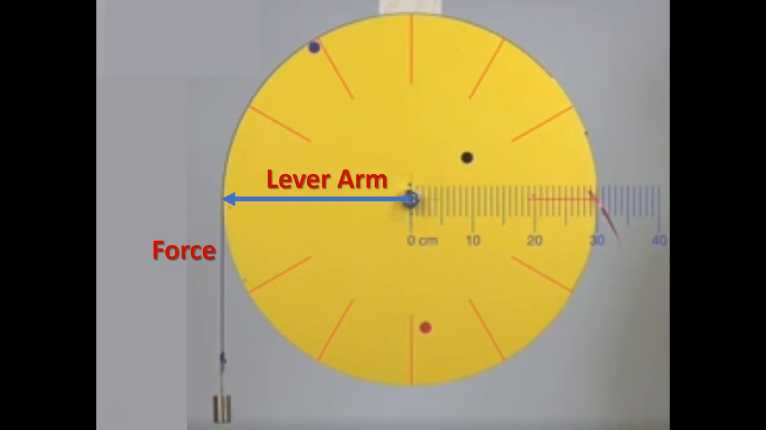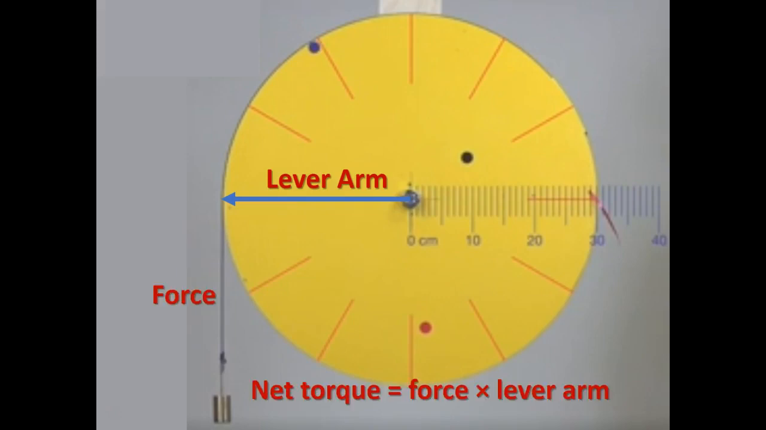You can see that the string is attached to the disc and we have a lever arm distance, and the force of the mass falling pulls a string which will create a torque. Since there's only one force acting on the disc, that force times the lever arm is going to cause a net torque. And since we have a net torque, the disc is not in equilibrium, and so it's going to have a rotational acceleration.